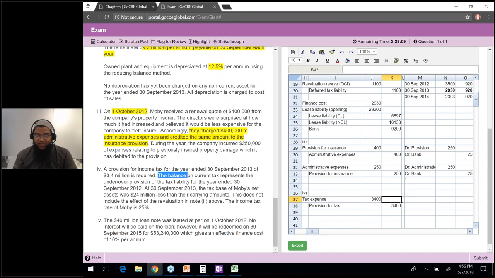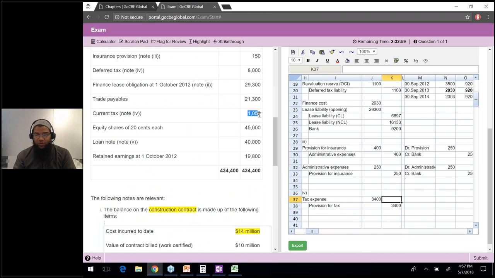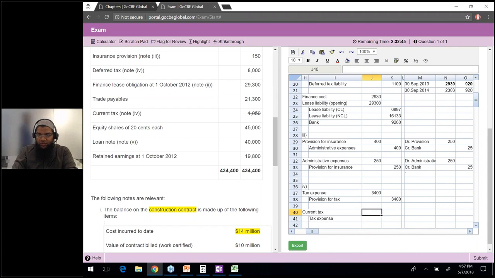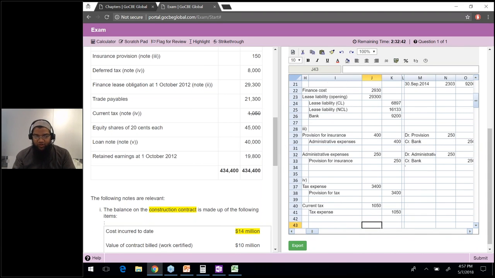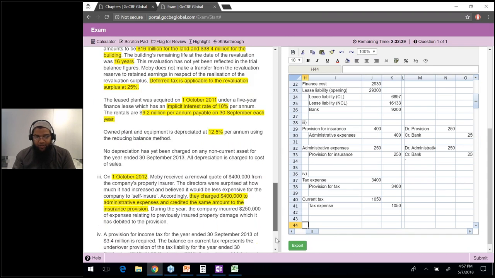The balance on current tax represents the under or over provision of the tax liability for the previous year, so we should eliminate that. Let's see the value. The current tax is credit 1050. So what we are going to do is eliminate this by debiting the current tax and crediting the tax expense by 1050.